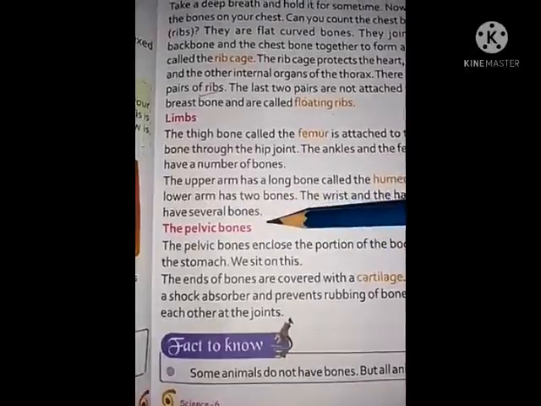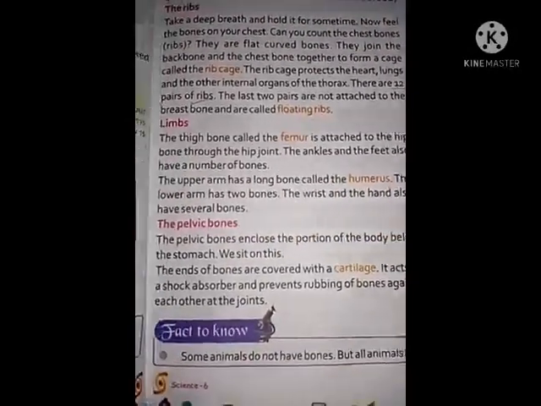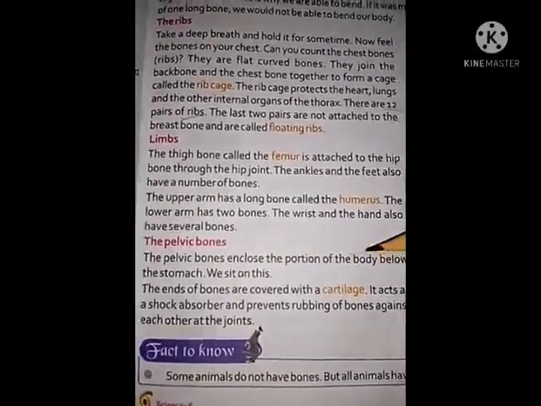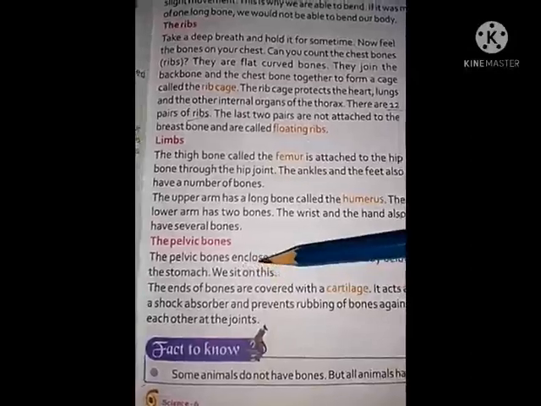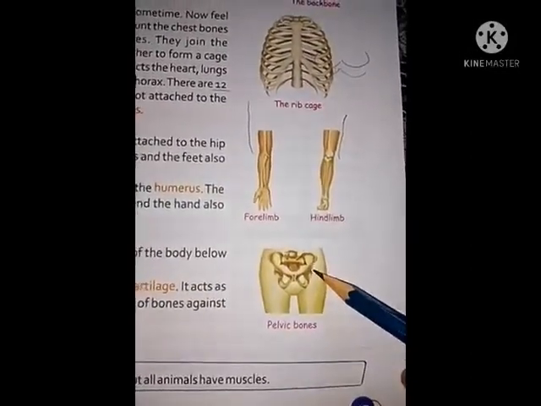Now see the pelvic bones. The pelvic bones enclose the portion of the body below the stomach. We sit on this. These are the pelvic bones.